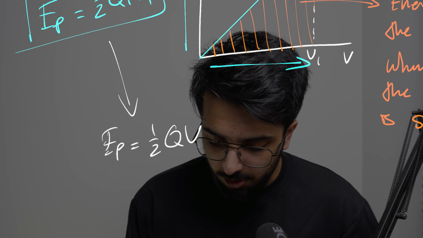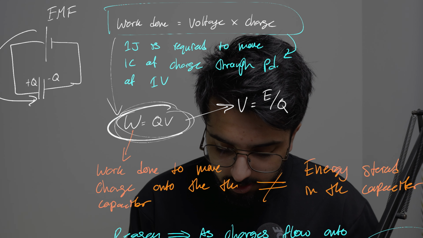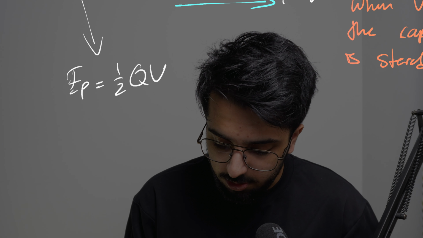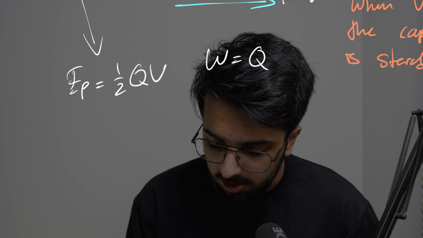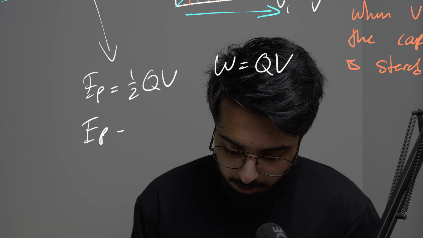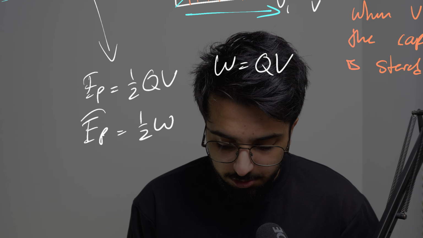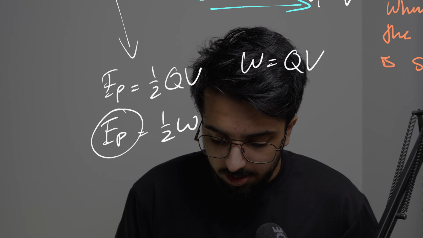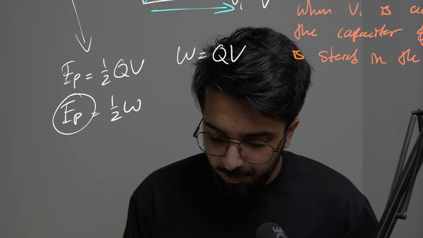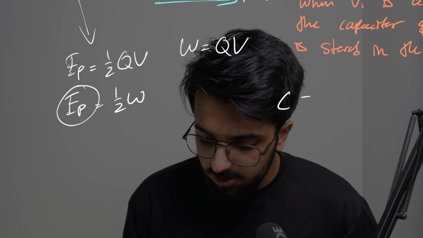And as we saw over here, our work done is equal to QV, okay? So our work is equal to QV. And so as you can see, only half of our energy that we inputted, which is our work, results in potential energy, okay?